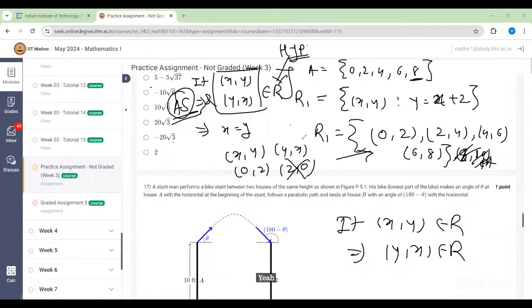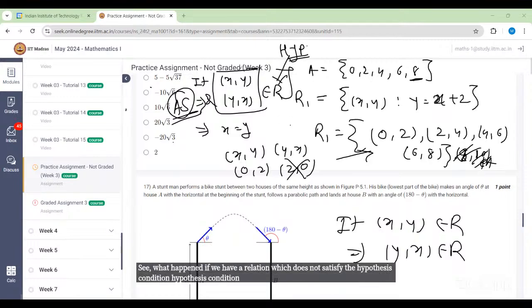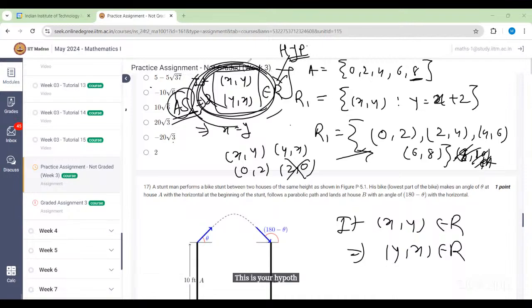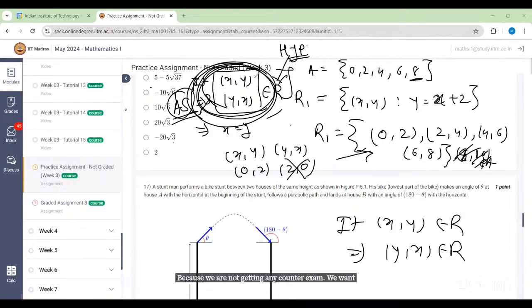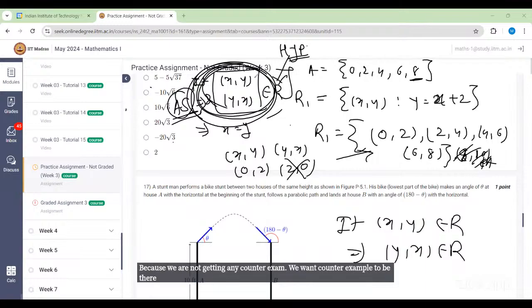Yeah, symmetry, correct. See, what happens if we have a relation which does not satisfy the hypothesis condition? This is your hypothesis. We are not getting any two pairs in this form, right? So if the hypothesis is not there, you can immediately say, okay, vacuously it is antisymmetric, because we are not getting any counterexample. We want a counterexample to say that it is not antisymmetric.